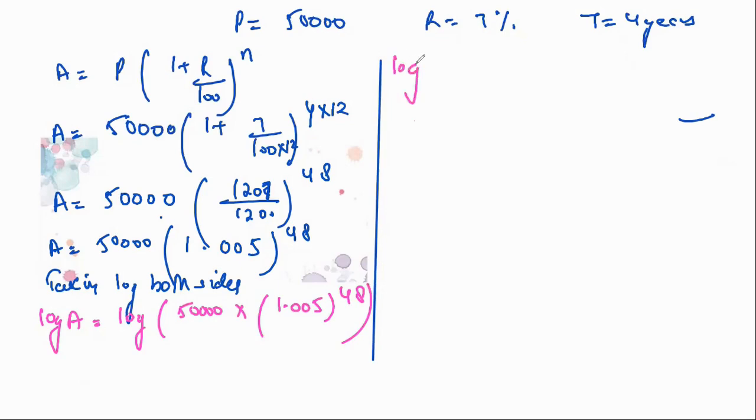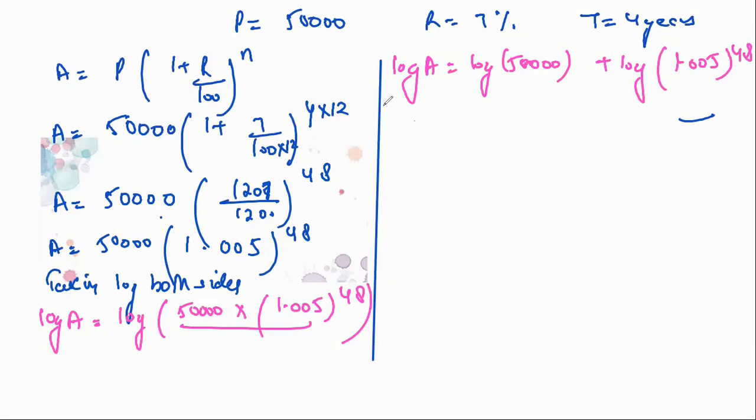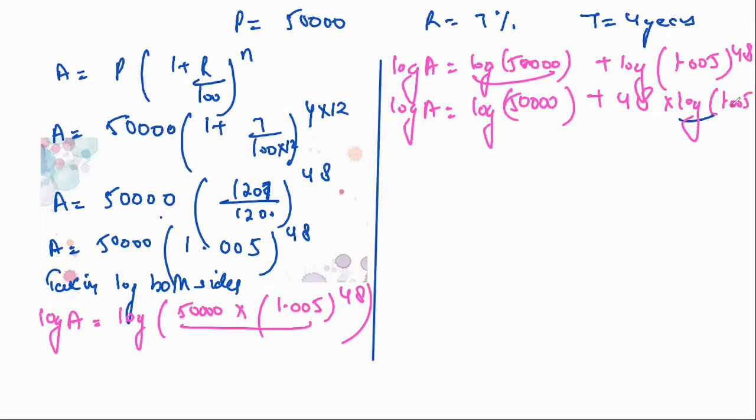Now we know the rule of the log, that whenever something is multiplied, we apply the law of multiplication, so it will become log 50,000 plus log of 1.005 raised to the power 48. So log A equals log 50,000, whose value we have to see from the log table. But before that, we write log 50,000 plus, and the power comes as a coefficient, so 48 log 1.005.